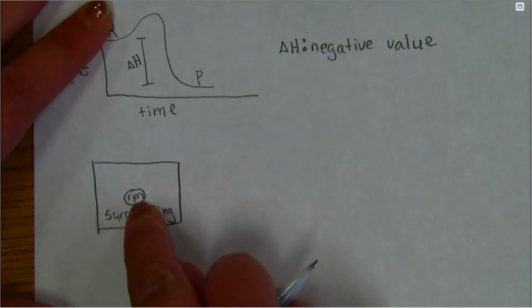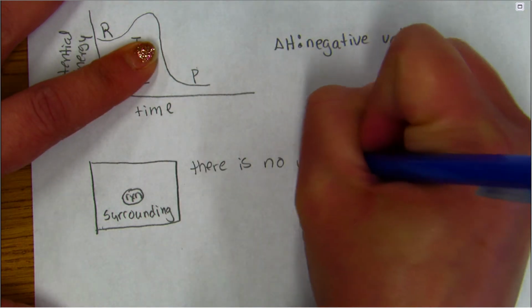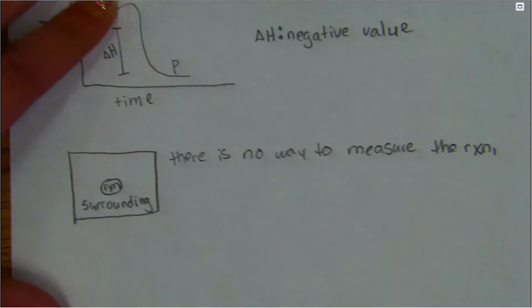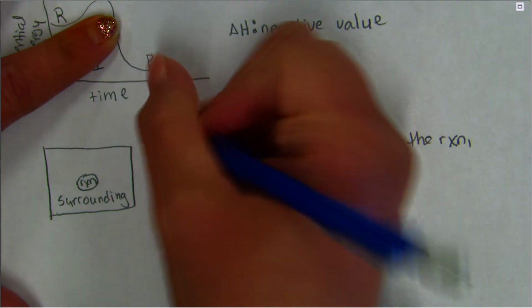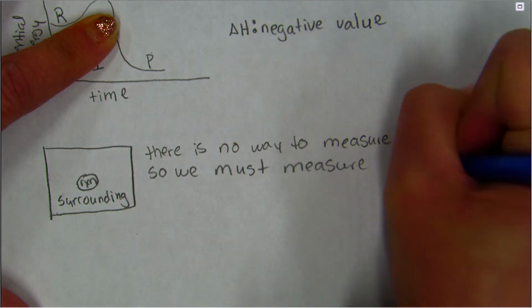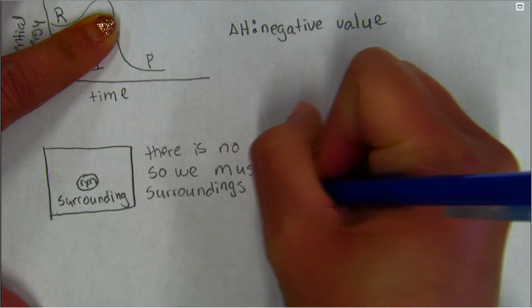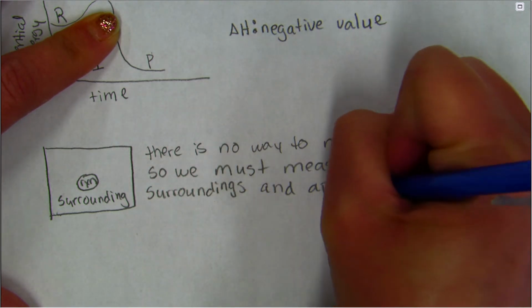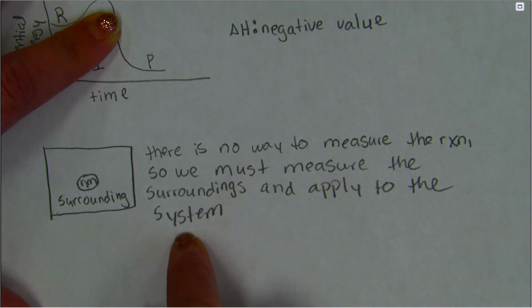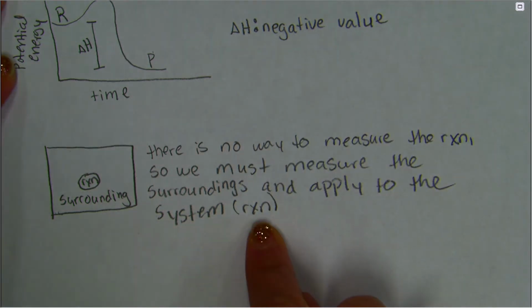Let's just write this down. There is no way to measure the reaction, so we must measure the surroundings and apply it to the system. So what is the system? The system is the reaction. So when we talk about the system, we're actually talking about the actual reaction happening.